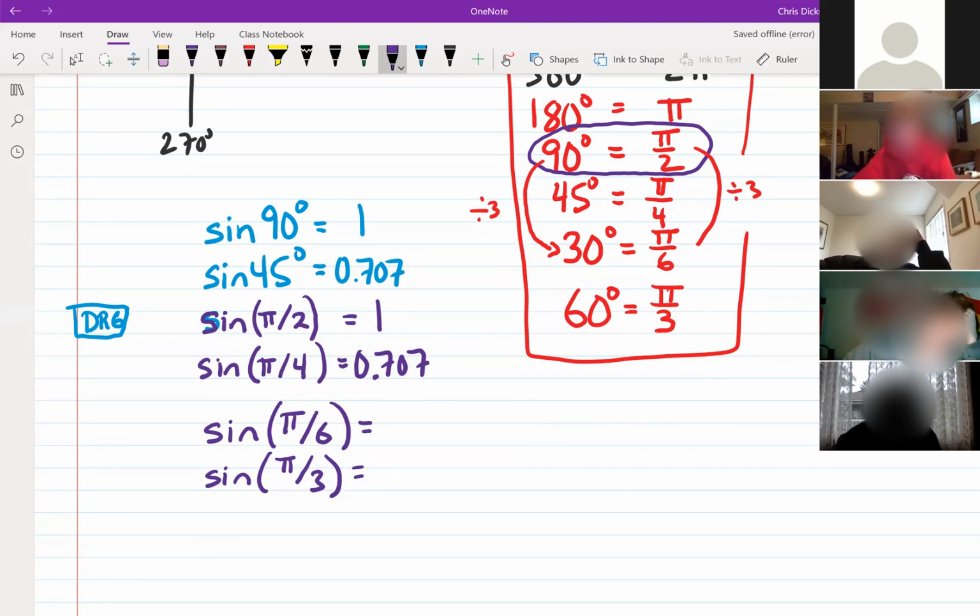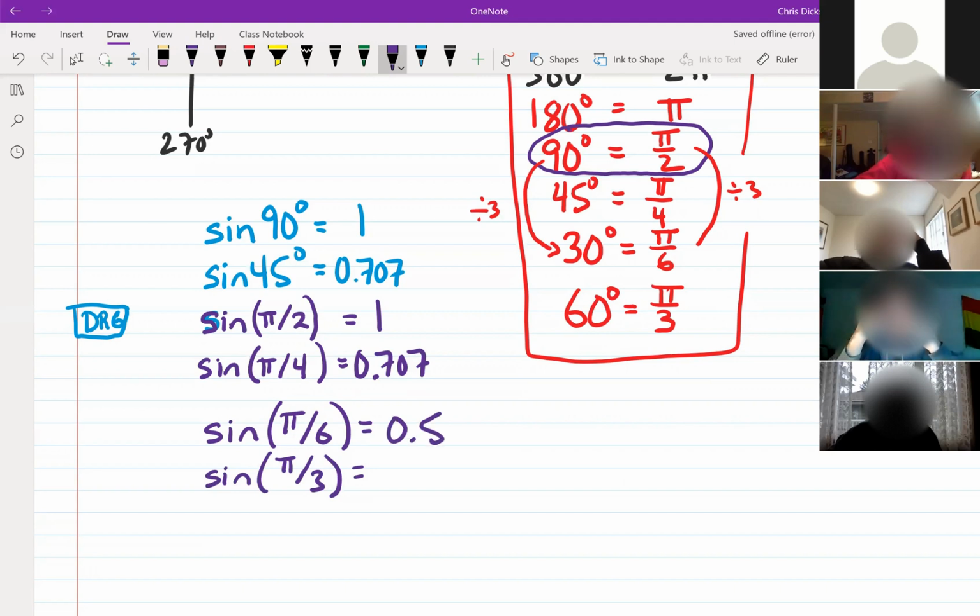Sorry. Sine of pi divided by 6. And I get 0.5. And if I do the sine of pi over 3, is that right? Sine of pi divided by 3. I should get 0.8660 roughly. So that's good.